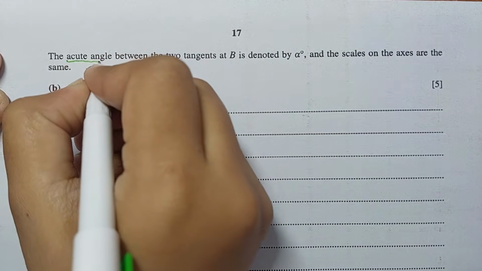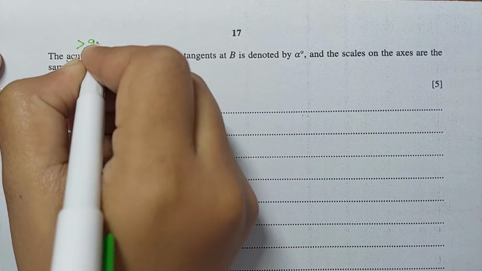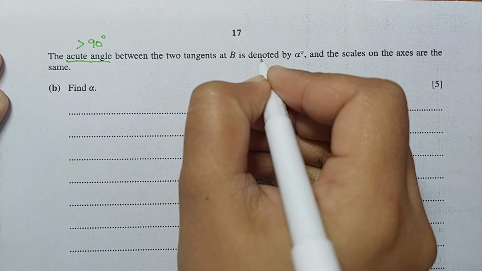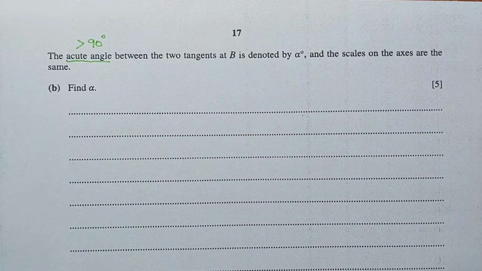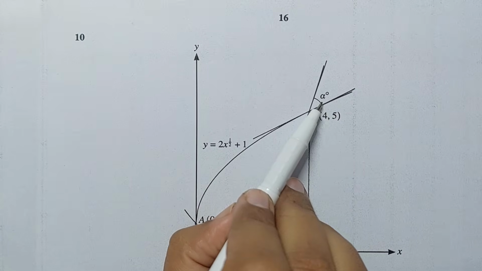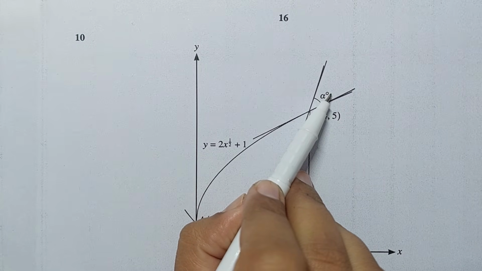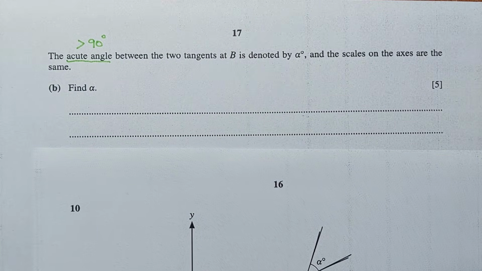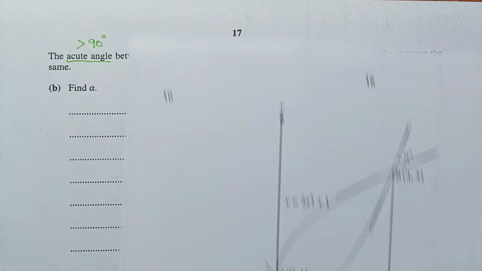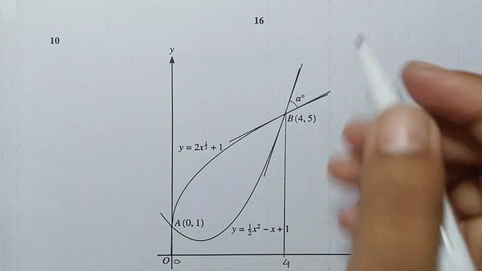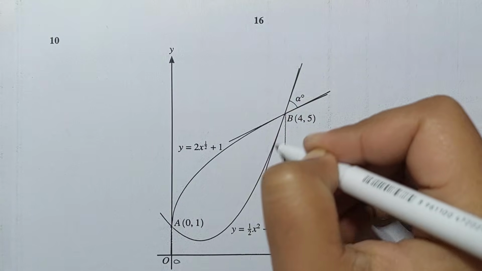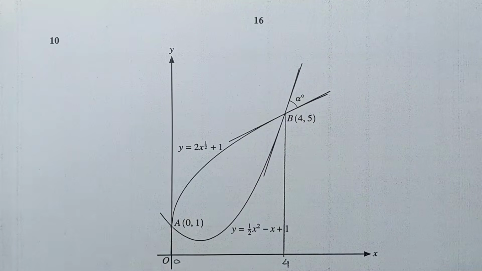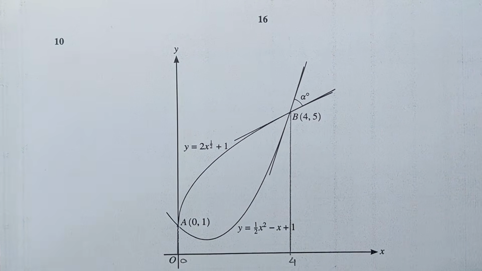The acute angle is the angle which is less than 90 degrees between the two tangents at B, denoted by alpha degrees. So alpha is basically the angle in degrees, acute, less than 90, between the two tangents at B, and the scales on the axis are the same. Find the value of alpha in part B. So we need to figure out the alpha. This is the tangent at B using the second curve, and this would be the tangent of the first curve.